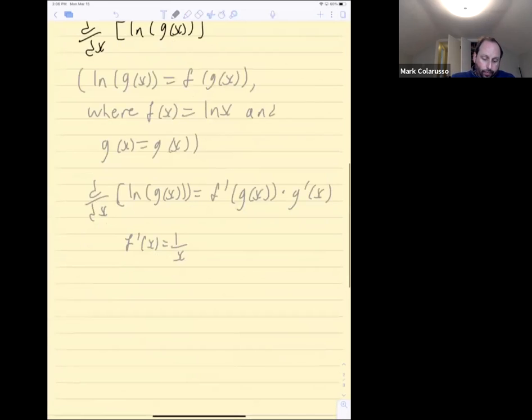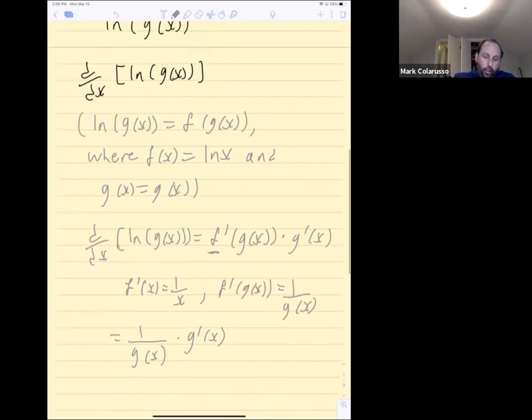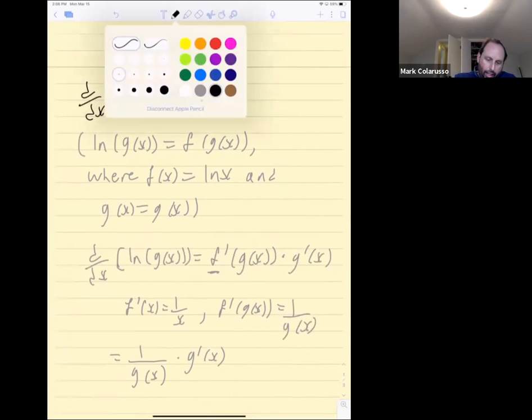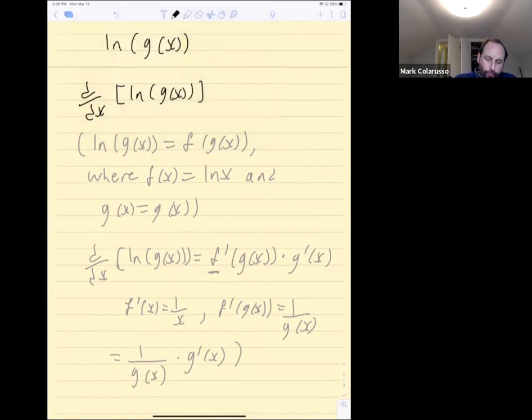And so what you get is 1 over g of x times whatever the derivative of g happens to be. So the derivative of ln evaluated at g at x is 1 over g at x. So I'll finish this formula here. So that's the proof of the formula using the chain rule, the version of the chain rule we know. So it's g prime at x over g at x. So it's a very straightforward result.